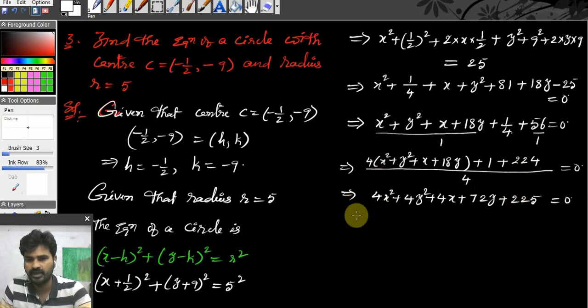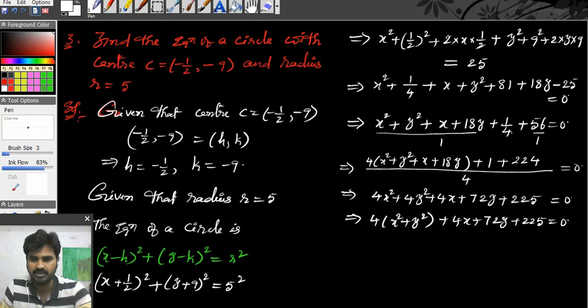So now finally you can write here 4 into x square plus y square plus 4x plus 72y plus 225 is equal to 0. This is the equation of the circle. Have a look at this problem once again.